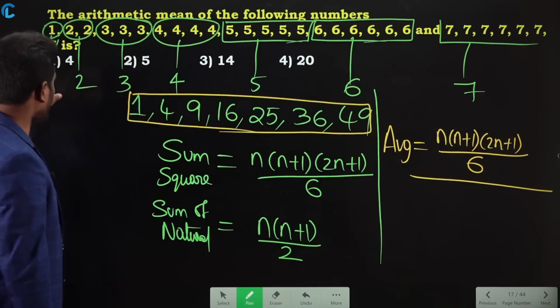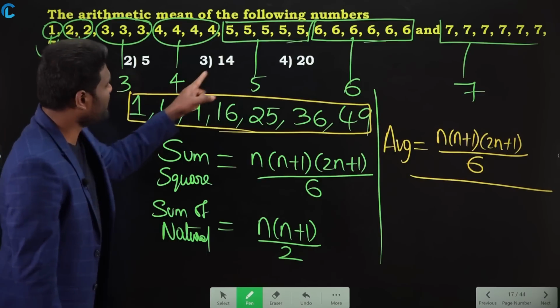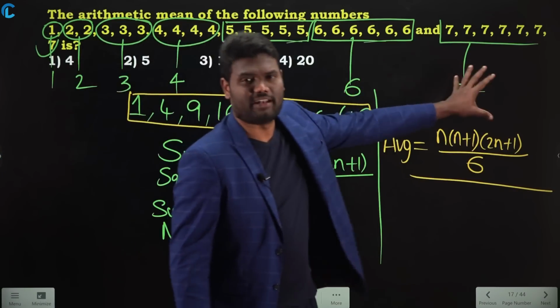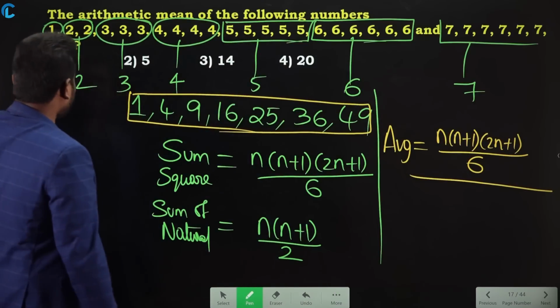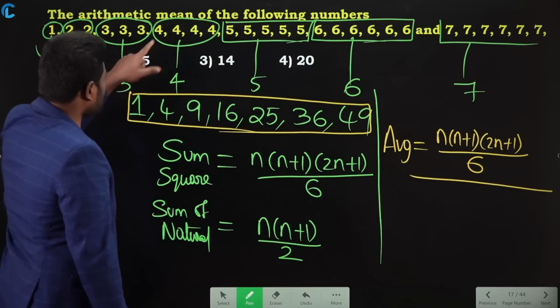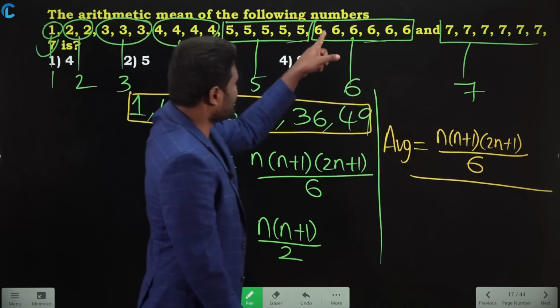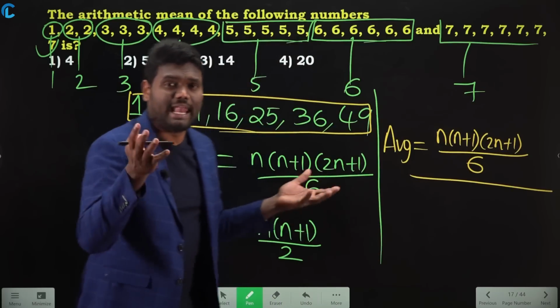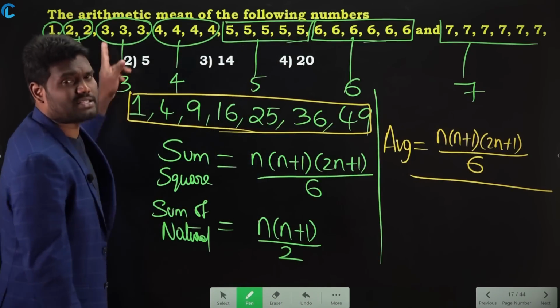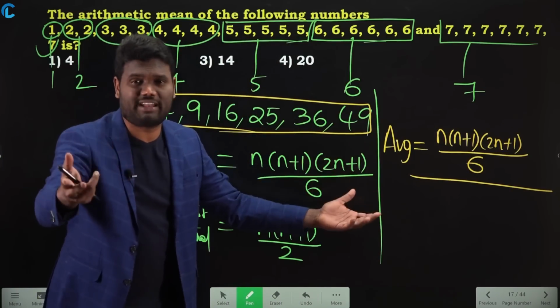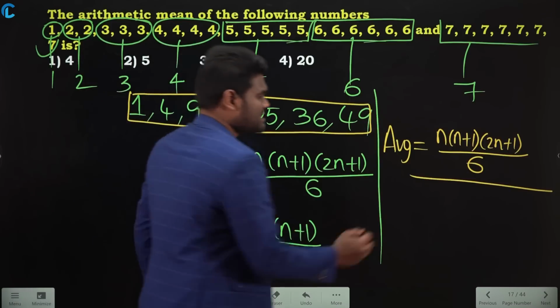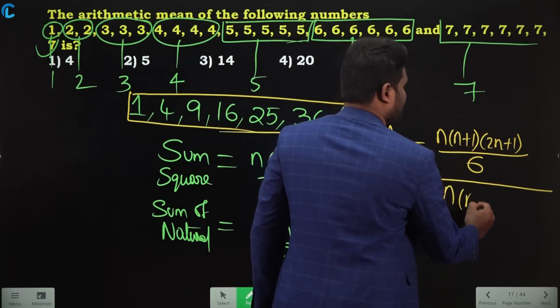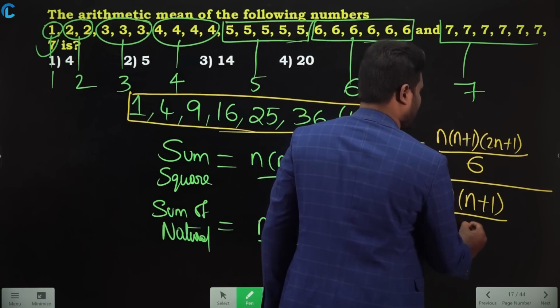Total numbers means 1 plus 2 plus 3 plus 4 plus 5 plus 6 plus 7. Why? Because you have 1 time, 2 times, 3 times, 4 times, 5 times, 6 times, 7 times. Which means the number of numbers is 1 plus 2 plus 3 plus 4 plus 5 plus 6 plus 7. So sum of n natural numbers formula is nothing but n into n plus 1 by 2.